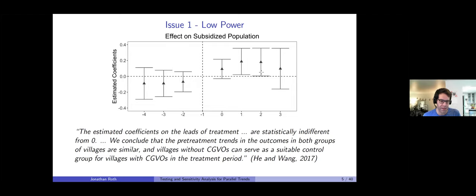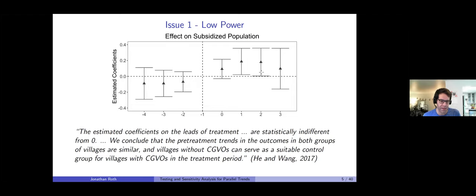The second output is a series of calculations related to the power of this pretest. The first is what I just call power, which in this example is 0.33. So what is that? That's the chance, given your covariance matrix, so the size of your standard errors, that you find a significant pretrend under the hypothesized difference in trends.